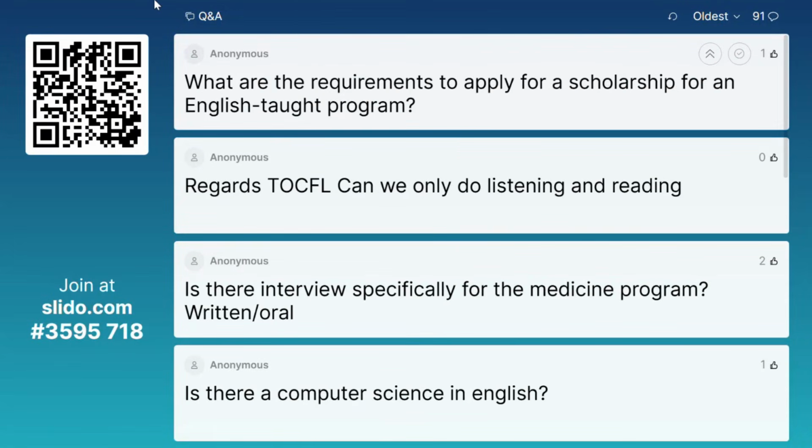And then our next question is, what are the requirements to apply for a scholarship for an English-taught program? Okay, so if you want to apply for a scholarship, it's very simple. In the application system, there will be a section asking whether you want to apply for a scholarship. If you wish to apply, you just have to tick the box, and after you submit your application, you will be considered for the scholarship, and when you know the admission result, you will also know whether you get a scholarship or not. So there are no requirements. If you want to apply, you just tick the box.